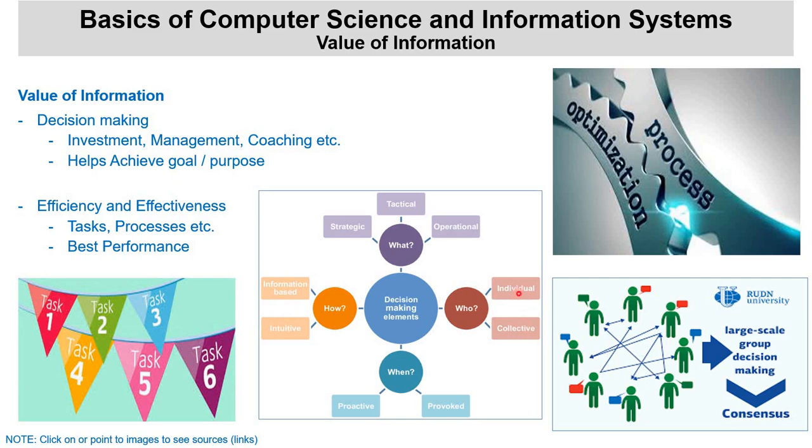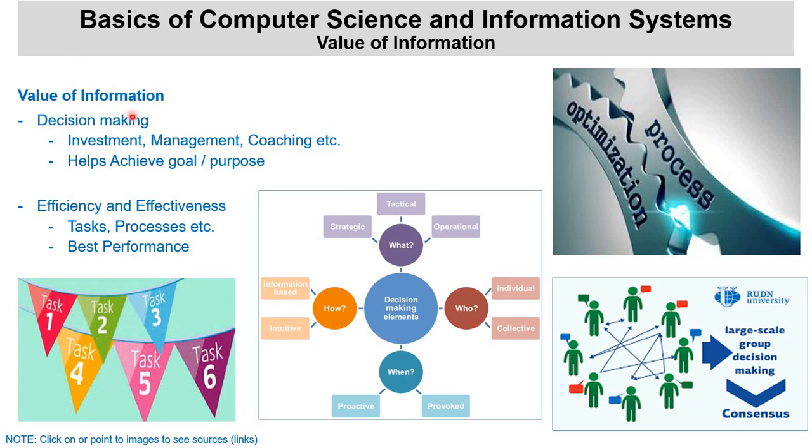Who are the people that I need to be doing these things with? And is it based on individual or collective or both? And how should I do it? Information based or just by intuition or a combination of both. And when, which is proactive, or wait until provoked, or what we call reactive. And these are important aspects of information, and that really helps you when you know what you need to do. And that tells you how valuable information can be.